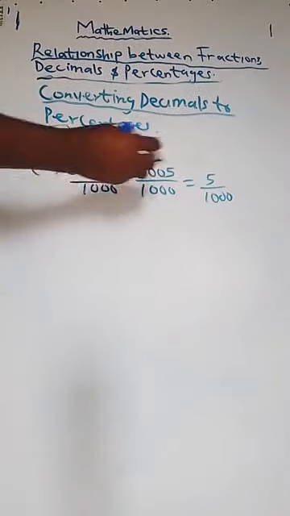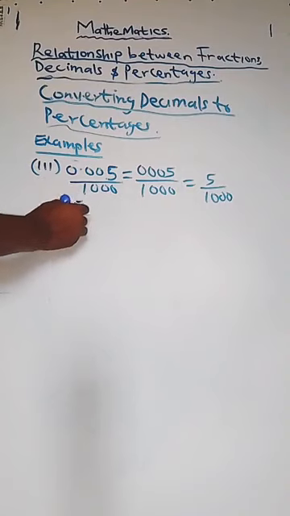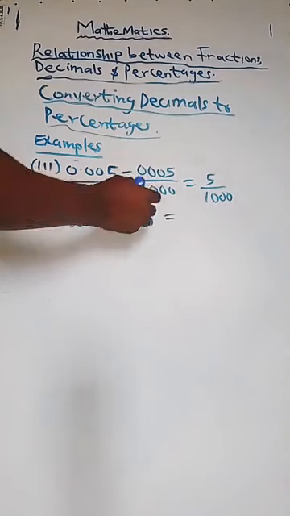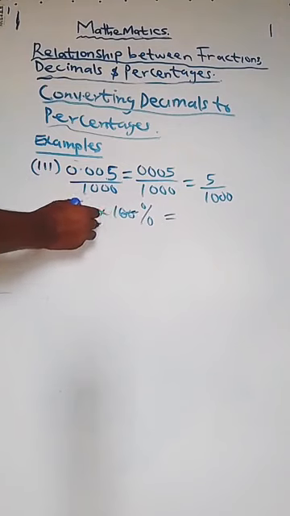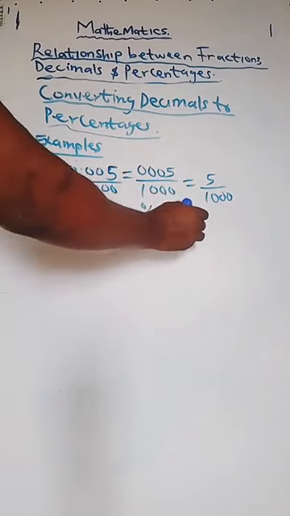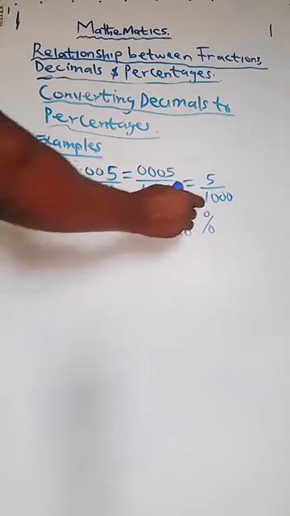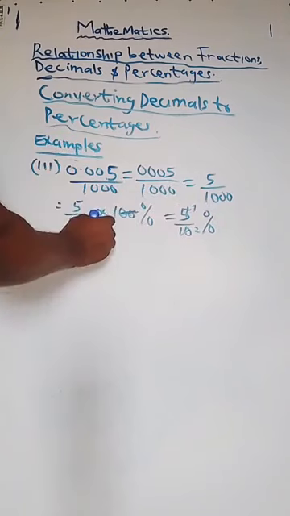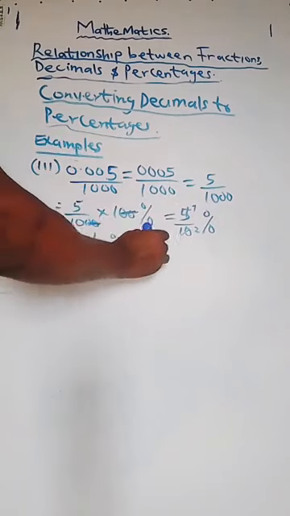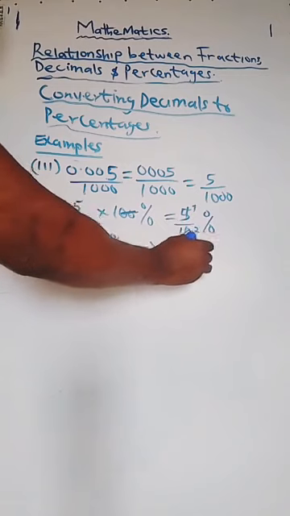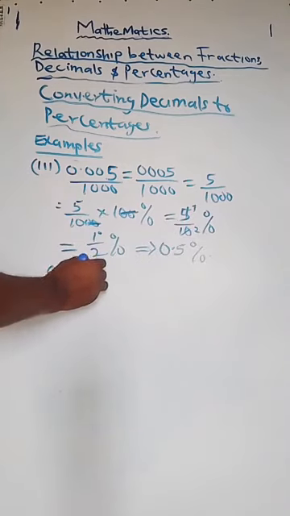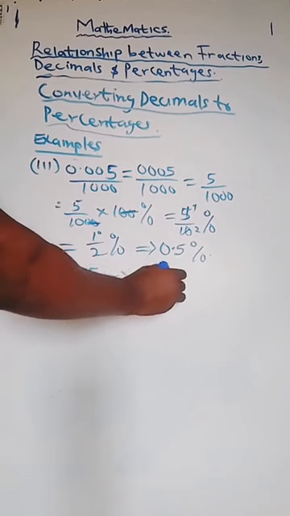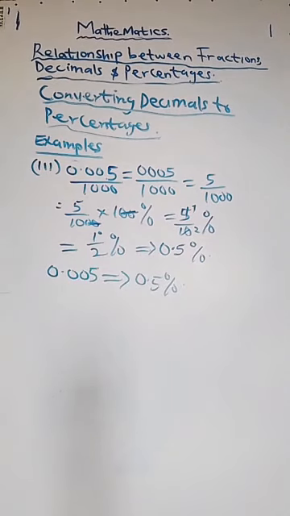Then to convert it to a percentage, you multiply by 100%. So this will now be 5 over 1,000 times 100%. So this one will cut this. What do we have? We have 5 over 10%. So this is the same thing as 5 here 1, 5 here 2. 1 over 2%, and this is 2 in 1 is 0 point, so 0.5%. So 0.005 is the same thing as 0.5%. So follow all these steps, and you'll be able to convert decimals to percentages easily.